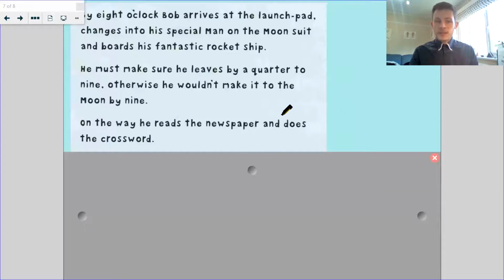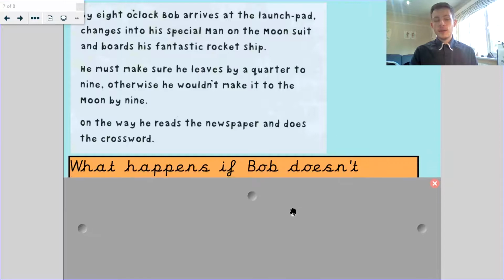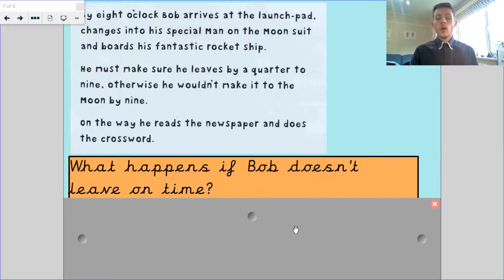So it's the same piece of text here. I'll read it through once we've found the question, because we might know the question better than the text. So what happens if Bob doesn't leave on time?